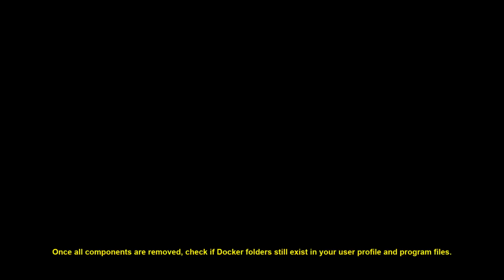Once all components are removed, check if Docker folders still exist in your user profile and program files. Navigate to the following directory, C:\program files. Look for a Docker folder and delete it if present. You may also want to check C:\users\your username\appdata\local and C:\users\your username. Delete any Docker folders found in those locations as well. Finally, you have successfully uninstalled Docker Desktop from your Windows machine.